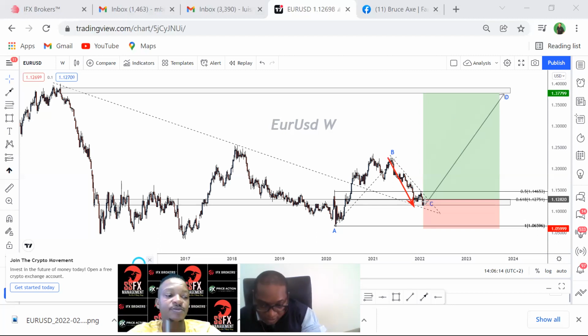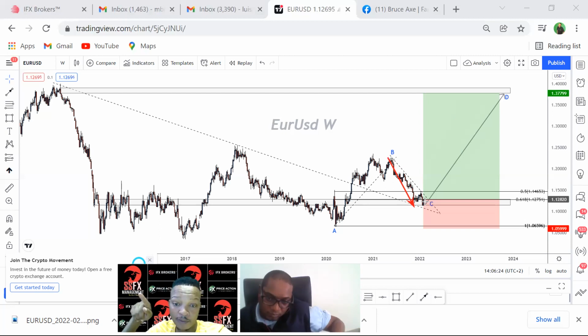Like the way that stop loss is after the A. You look after the A. If price breaks A, it's confirmed that it's no longer going to go up. Now it's going down, so we are looking for sell entries. We are no longer buying.